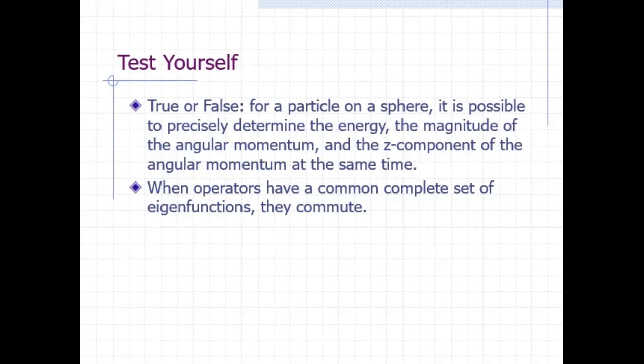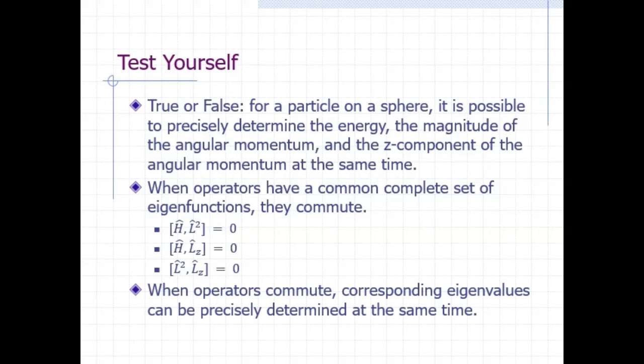Therefore, we can say that the commutator of H and L squared is 0. The commutator of H and Lz is 0. And the commutator of L squared and Lz is 0. The complete set of eigenfunctions they have in common are the spherical harmonics. When operators for a dynamical property commute, it is possible to precisely measure the corresponding eigenvalues at the same time.